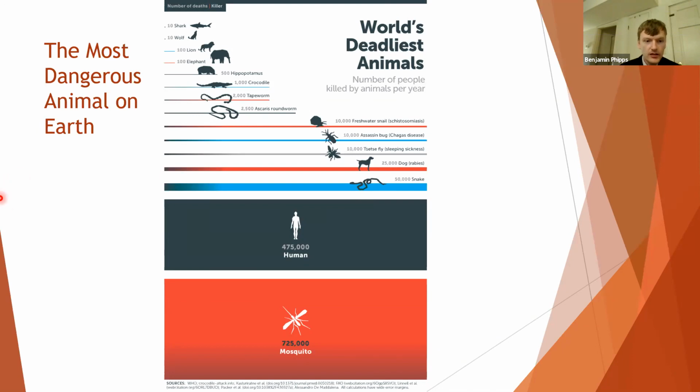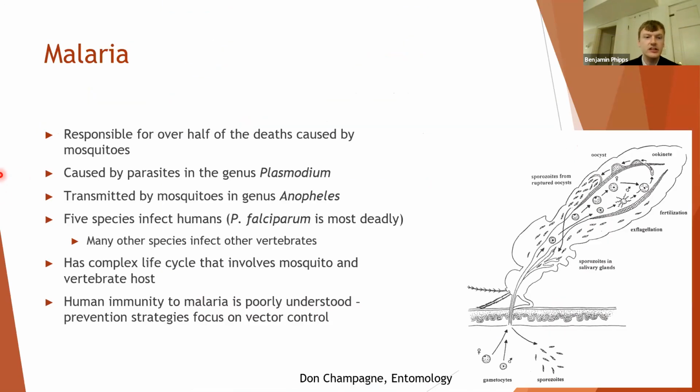The most destructive of these is the malaria parasite, which is responsible for over half of the deaths caused by mosquitoes. It's caused by parasites in the genus Plasmodium, which are transmitted by mosquitoes in the genus Anopheles. Five species, in fact, infect humans, with P. falciparum being the most deadly. But this is also a larger ecosystem problem because there are many different species that specialize on different vertebrates, from mammals to reptiles.